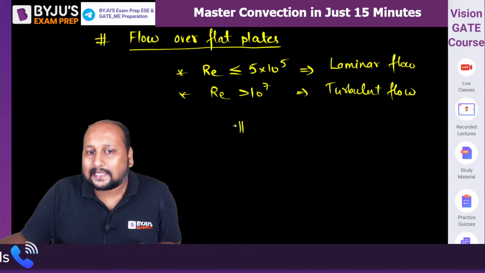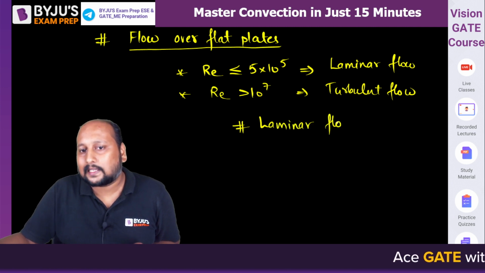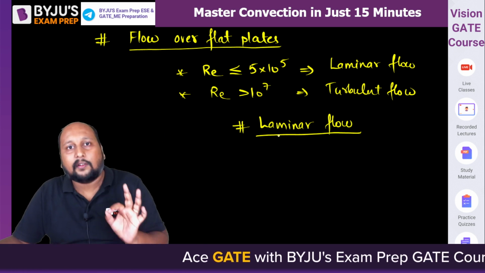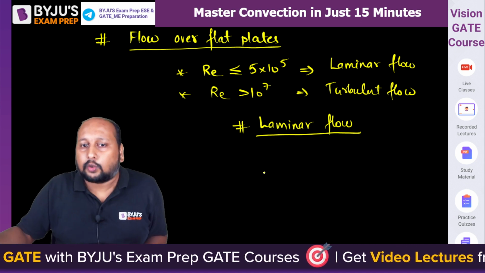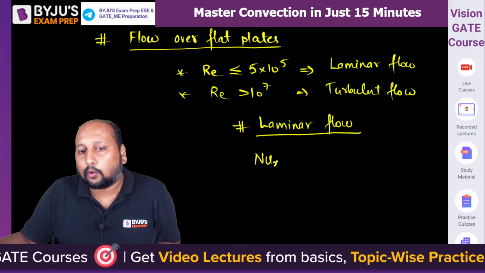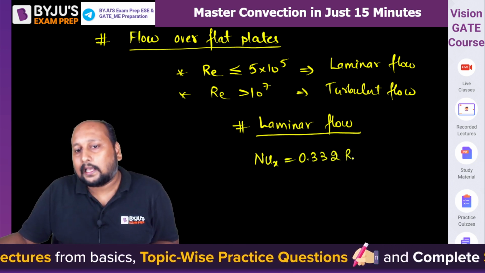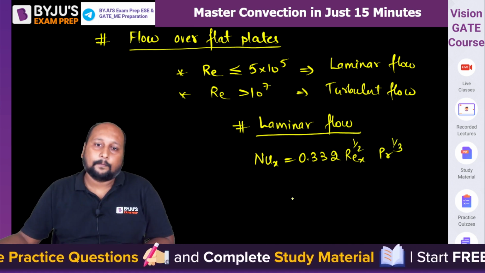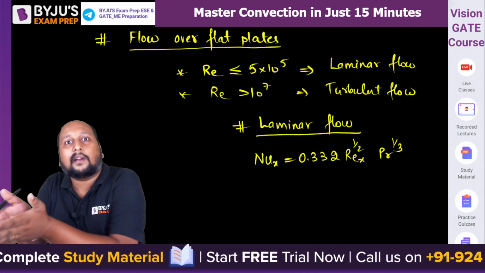Let us start with laminar flow. If the flow is laminar over flat plates, the ultimate aim is to get the value of small h, the convective heat transfer coefficient. To calculate h, you need to calculate the Nusselt number. For laminar flow over flat plates, this is a very simple formulation: the local Nusselt number is equal to 0.332 Rex to the power 1 by 2 Prandtl to the power 1 by 3. But this is a local Nusselt number, from which we can calculate the local convective heat transfer coefficient.